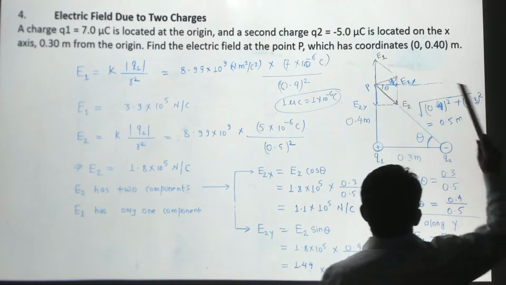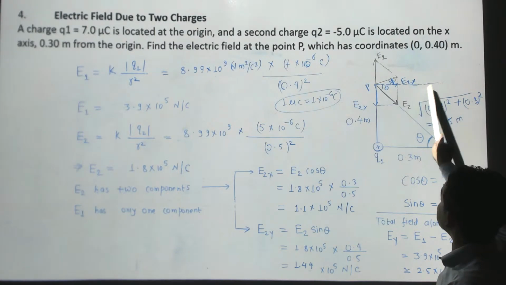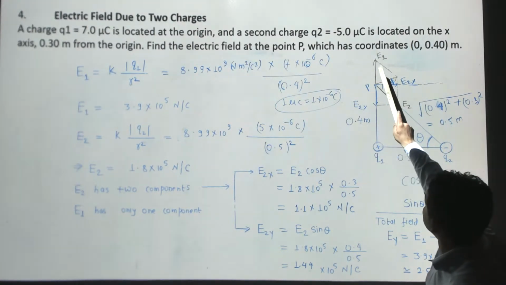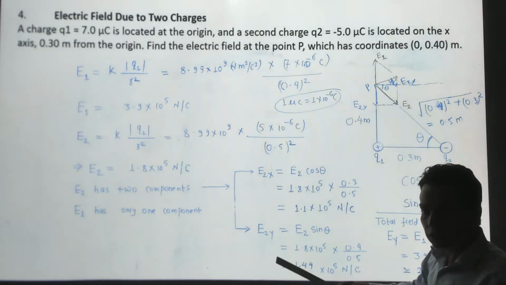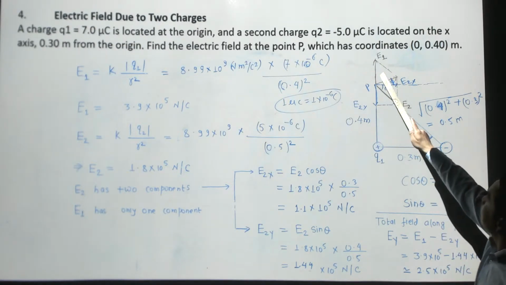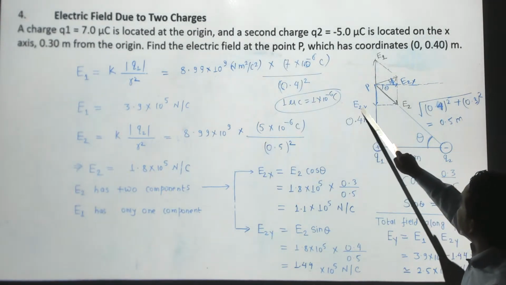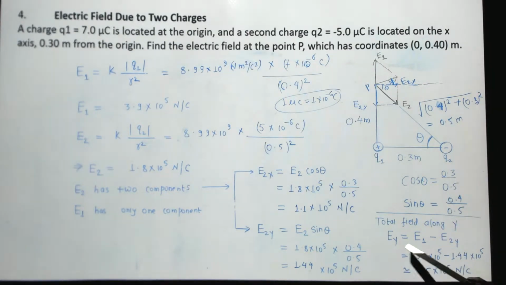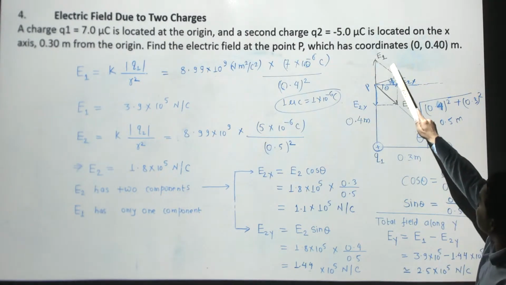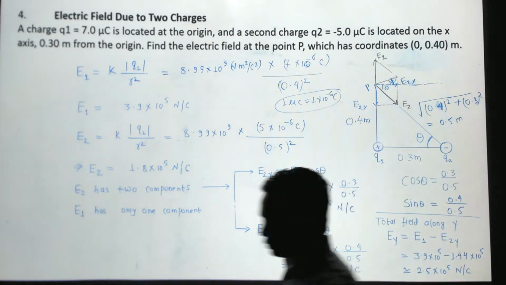What I see here, the total electric field has only one value along the x-axis, but along the y-axis I have two values, E1 and E2y. So what is the net component along the y-axis? You see here, we have two. Along the positive y-axis I have E1, and along the negative y-axis I have E2y. So the total electric field along the y direction is EY equal to E1 minus E2y. So this gives the total electric field along the y direction. Okay, so what is the total electric field then?